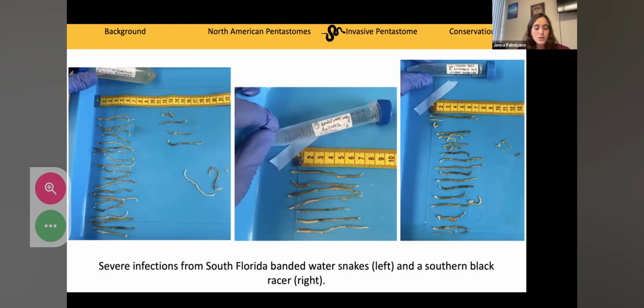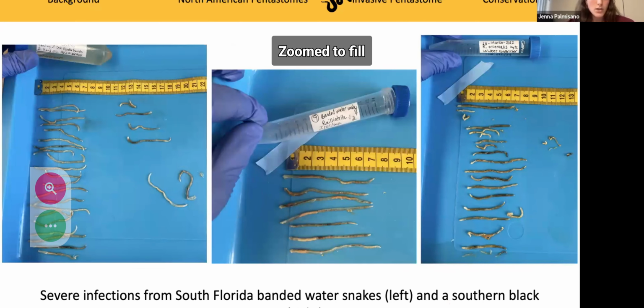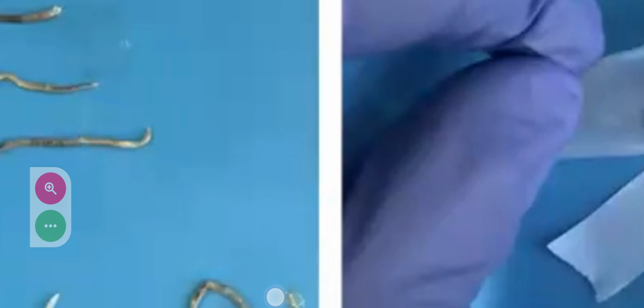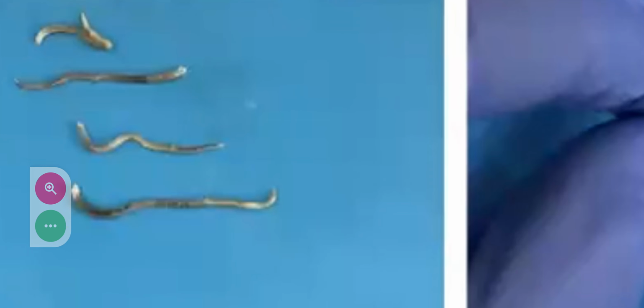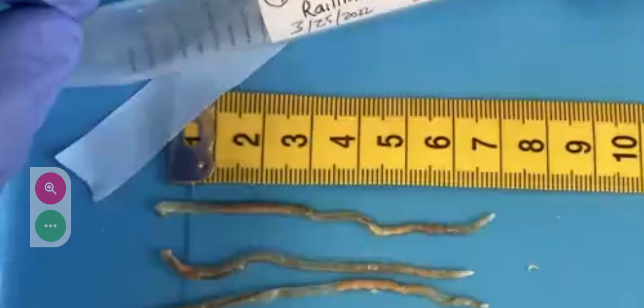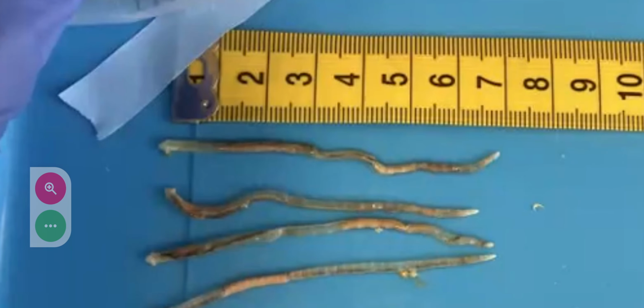So here are 3 different individual infections. The 2 on the left are banded water snakes from Southwest Florida. Our collaborators at Florida Gulf Coast University collected these, Dr. Andrew Durso specifically. And on the right is a black racer infection. You can see that a lot of these individuals are quite large. They get bigger in native hosts. So the pentastomes get bigger in native hosts than they do in Burmese pythons. And we also see in native hosts that the infections are more female dominant. So a lot of the larger ones we're looking at here are females.